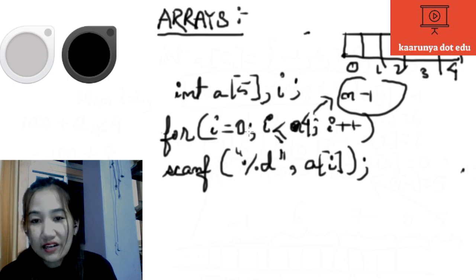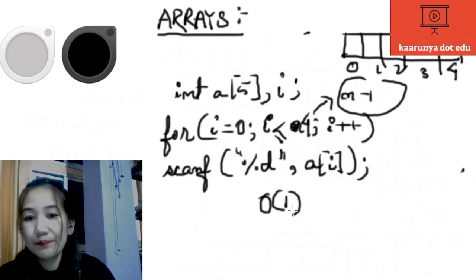And then random access is possible in an array. This is one advantage, because it takes only big O of 1. The time complexity of accessing any element inside the array is a constant, big O of 1. So this is an advantage of array, right?